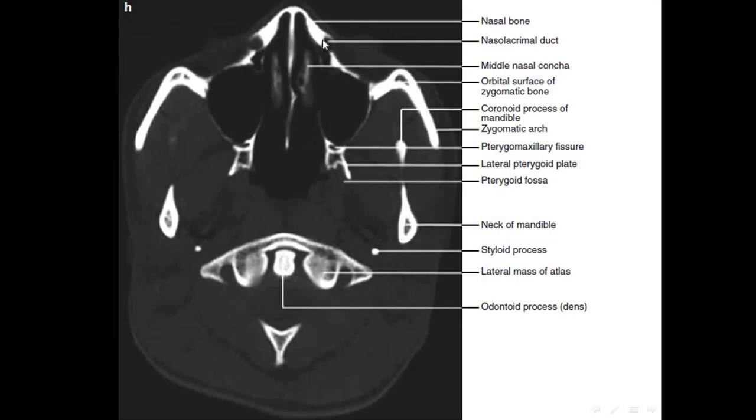On this section we can see the nasolacrimal duct. This duct drains the lacrimal fluid from the eye to the nose. This is the coronoid process of mandible, which is the anterior projection of mandibular ramus. This is the neck of mandible. This is the styloid process of temporal bone. Here, this is the dens of axis, and this is the anterior portion of the atlas.